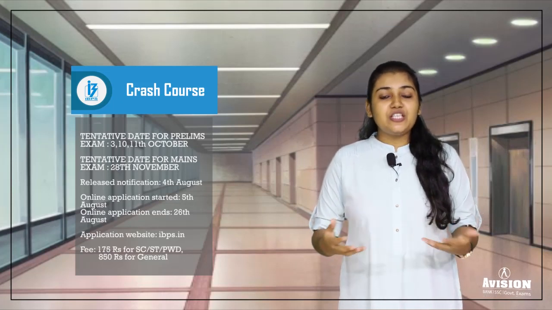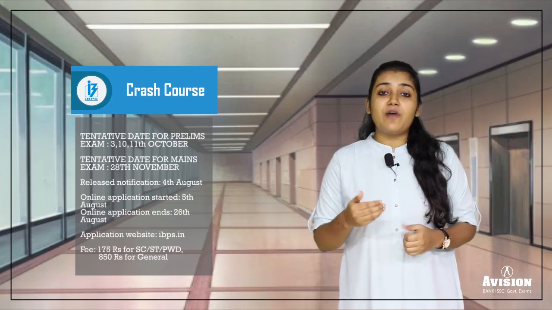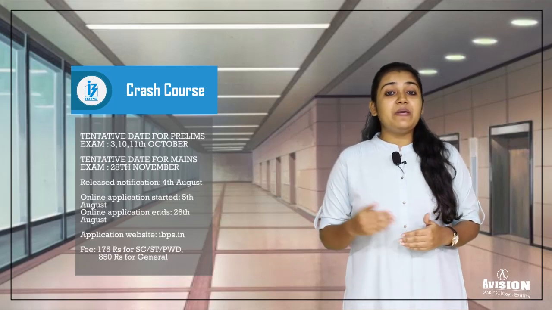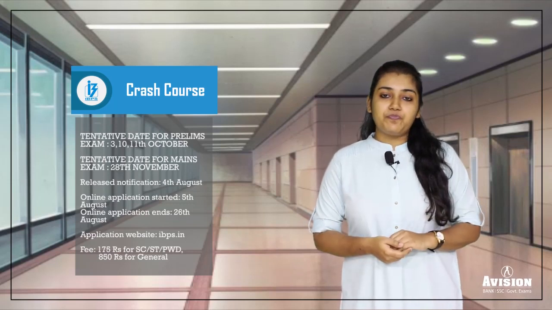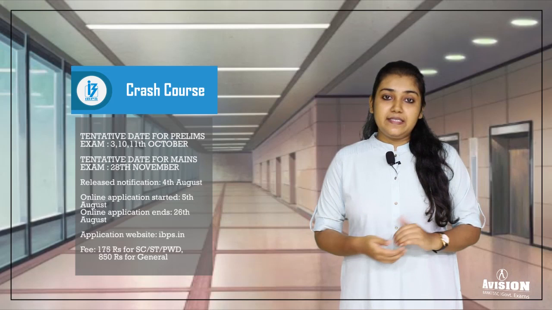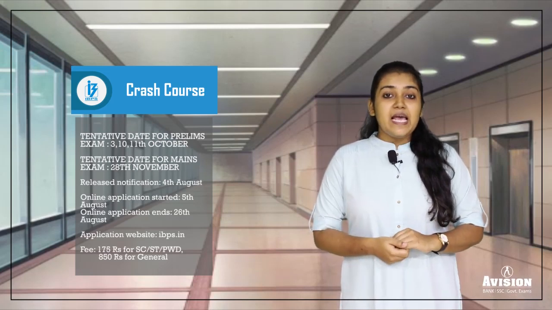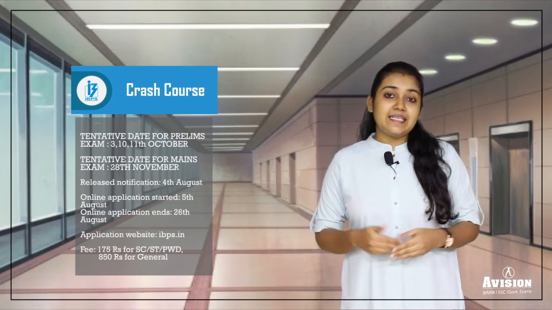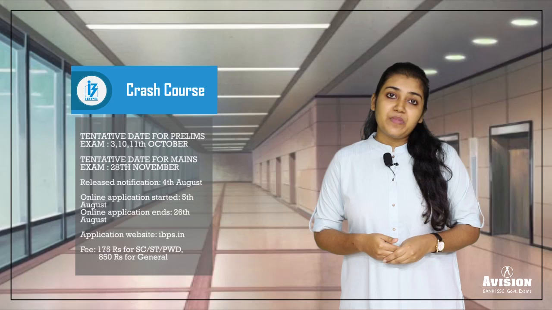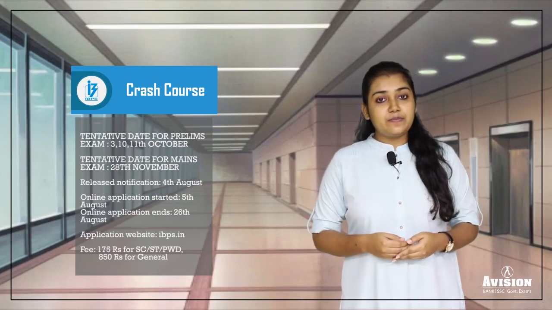Now you can go directly to the application website of IBPS PO, that is ibps.in, and you can fill up the online form. Now let us come to the fees. What is the fees of IBPS PO application form? It is Rs 173 for SC, ST and PWD students, and it is Rs 850 for general candidates.